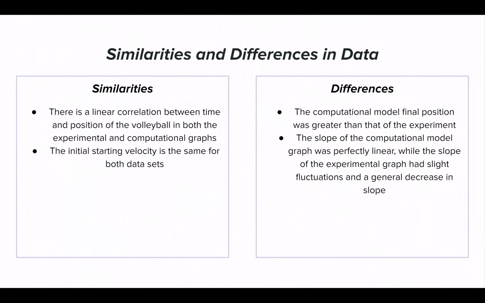However, there are many differences in the data between the coding and experimental labs. The computational model's final position was greater than that of the experiment. And additionally, the slope of the computational model graph was perfectly linear, while the slope of the experimental graph has slight fluctuations and a general decrease in slope.